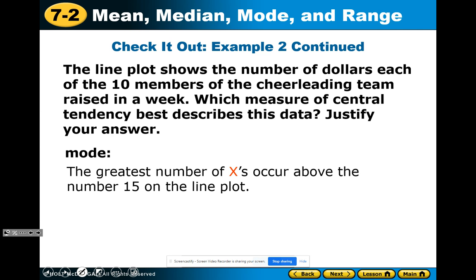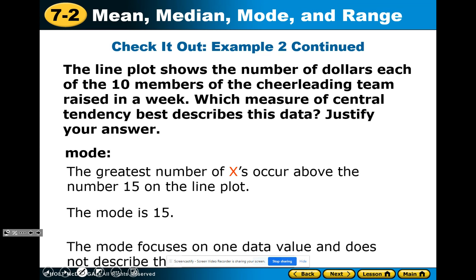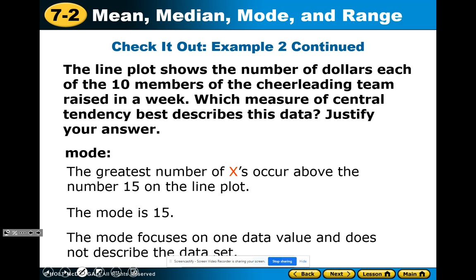Mode: the greatest number of X's occurred above the 15 on the line, so 15 is the mode. The mode focuses on one data value and does not describe the whole set. So if you're looking for most points scored by players this NBA season, that's when you want the mode, when it's focusing on one data point, but not when it's looking to describe everything. So median and mean if they're kind of evenly spread out. Median is good if you got one end that's got more and one end that's got less. That's a good way to do it. And mode if you're focusing on one data point.